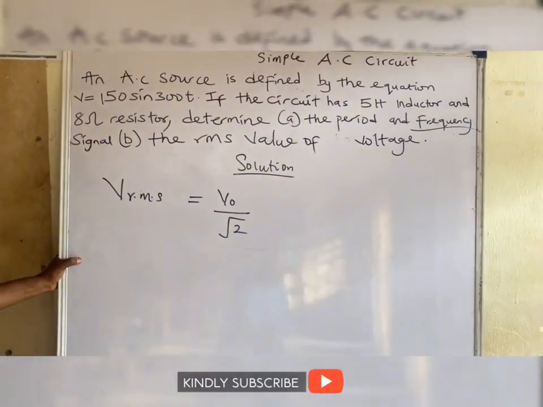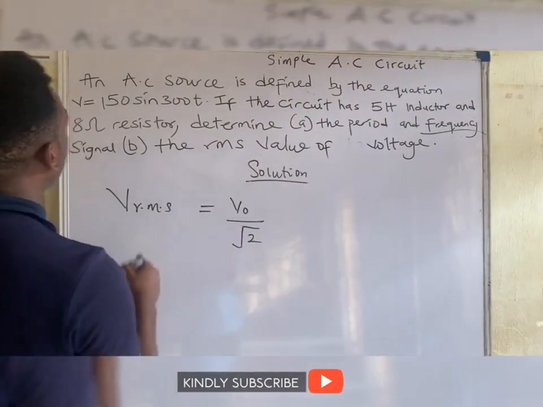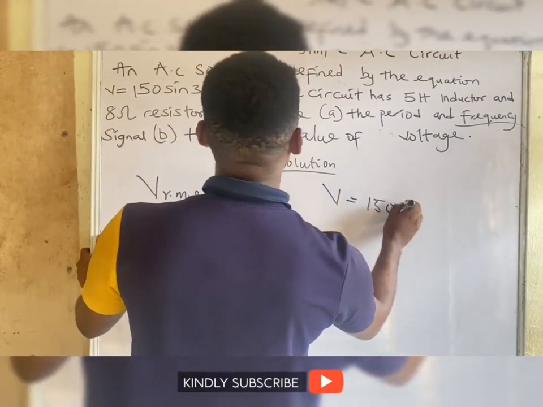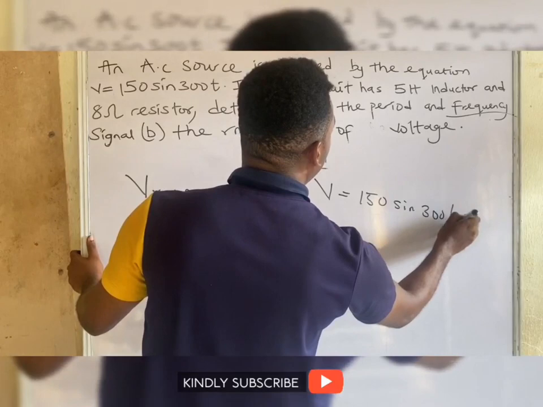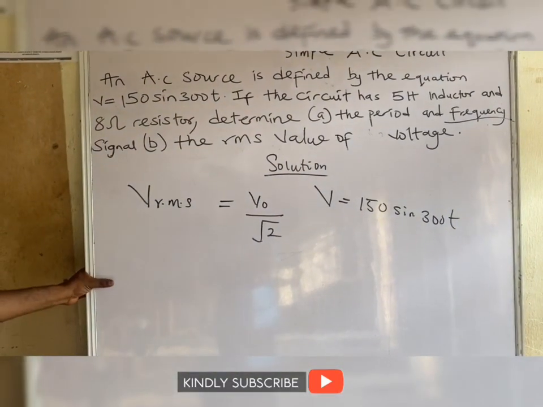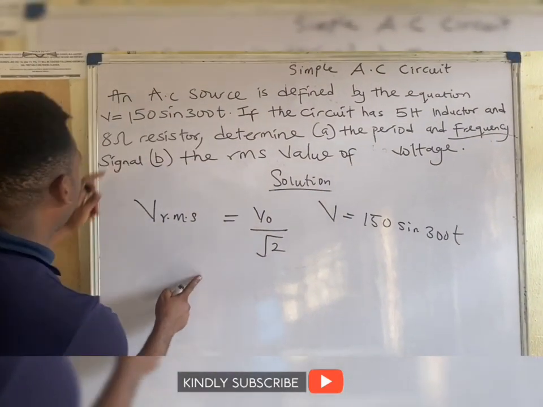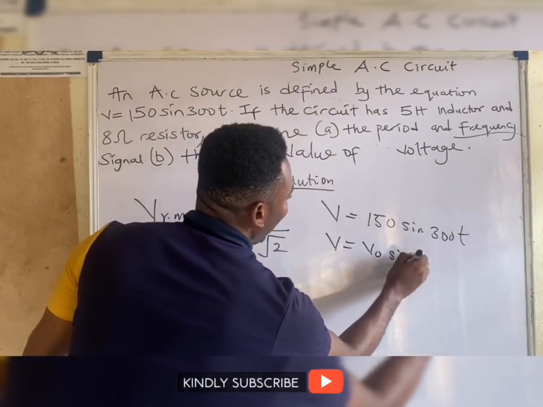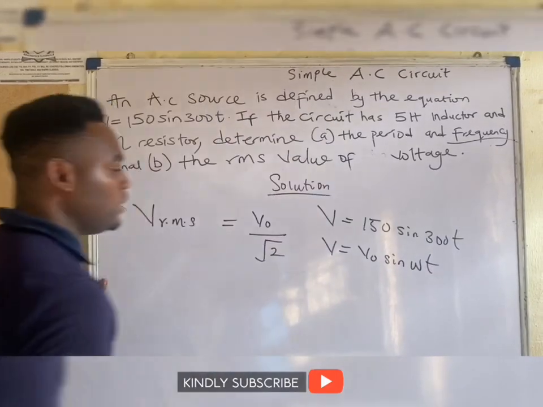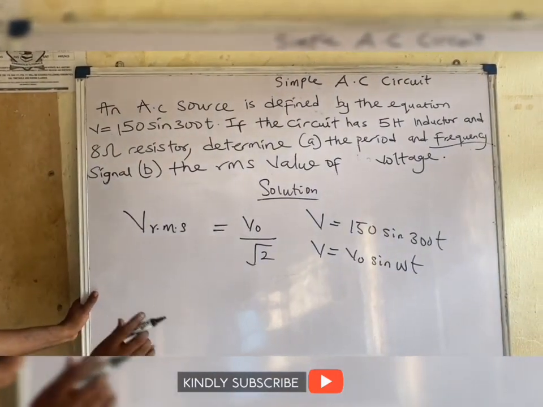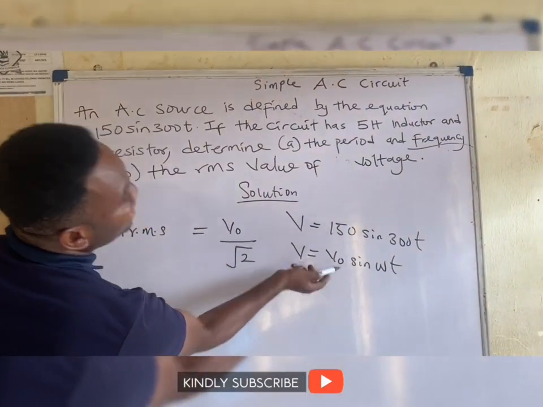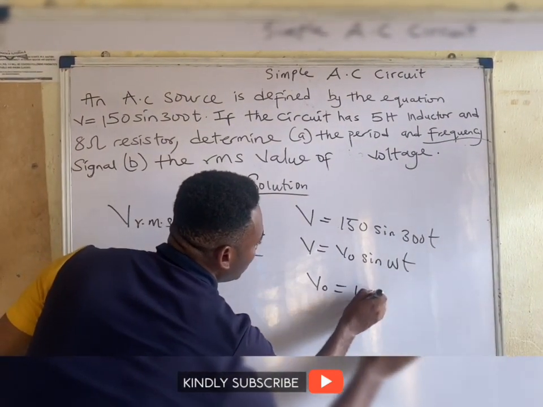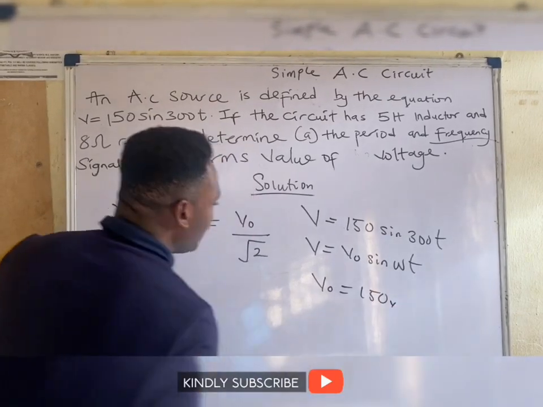That's our formula. And remember that from the equation given to me, they said that V is equal to what? 150 sine 300 T. So do comparison with our formula. V is equal to V naught sine WT. Now, if I do that comparison, what is V naught? Directly, you are seeing it there. V naught is what? 150. So therefore, V naught is equal to 150 volts.